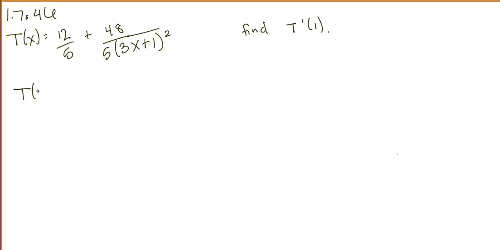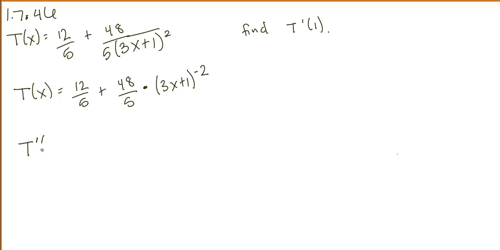First, I'm going to rewrite my function T of x slightly. So 12 over 5 plus, I'm going to pull out this 48 over 5 just as a coefficient, so I don't have to worry about it. And instead of 3x plus 1 in the denominator, I'm going to just write it as the power of negative 2.